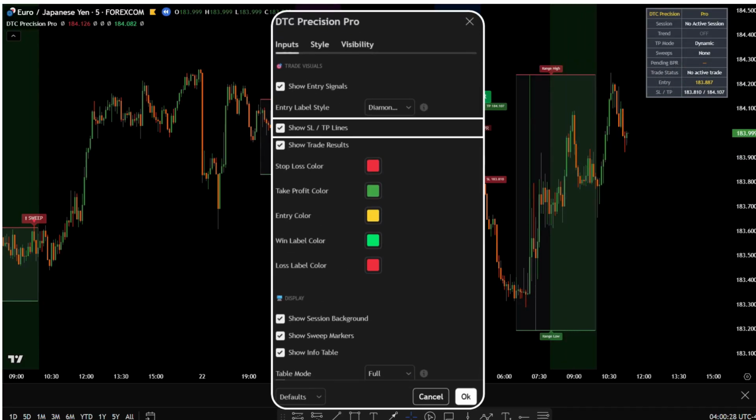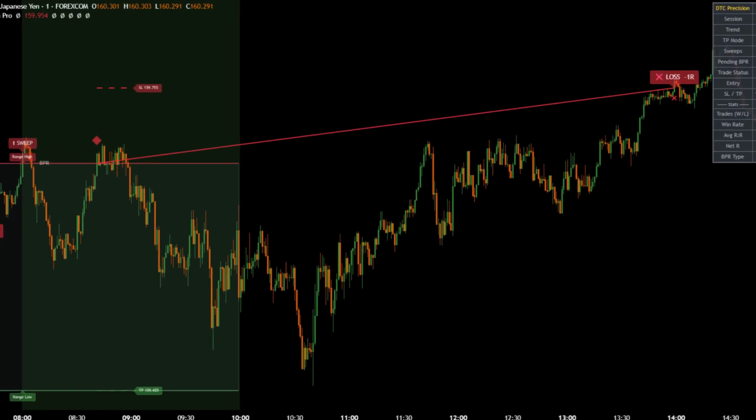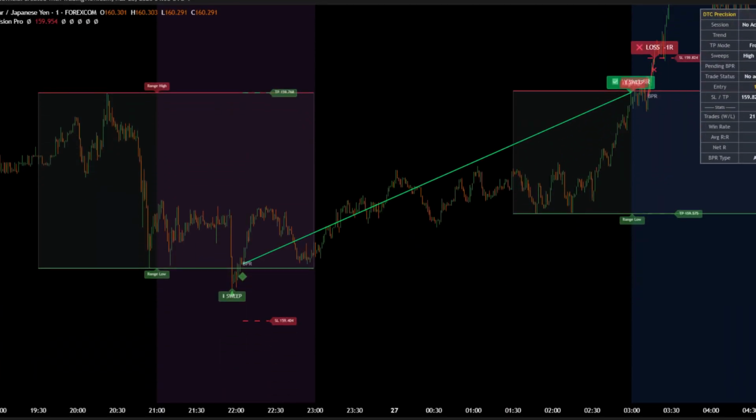Show SL/TP lines draws dashed lines from the entry out to the right, red for stop loss, green for take profit. Each line has a small label showing the exact price. These appear the moment an entry triggers and stay on the chart.